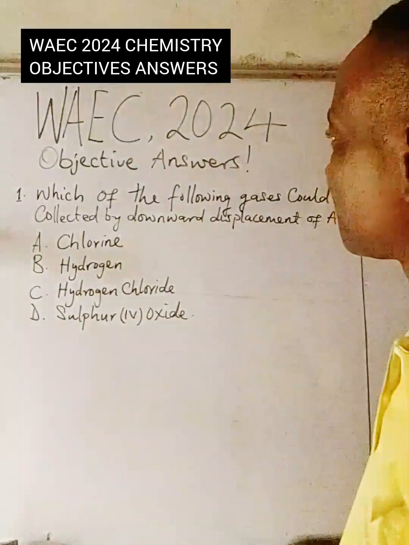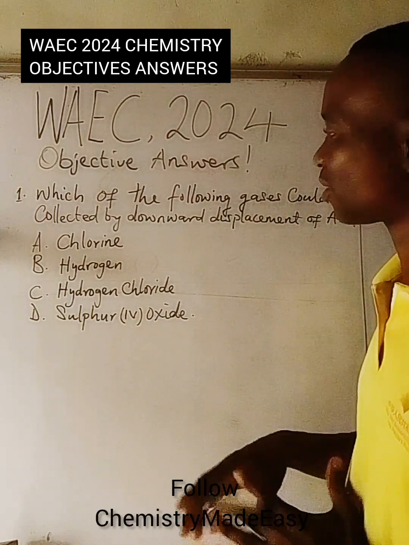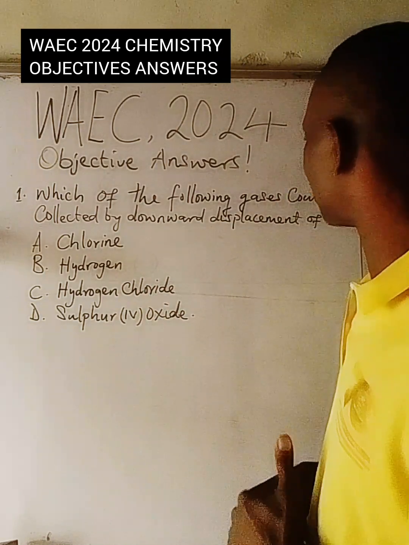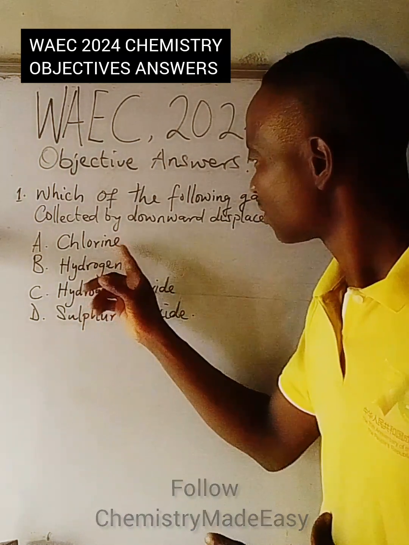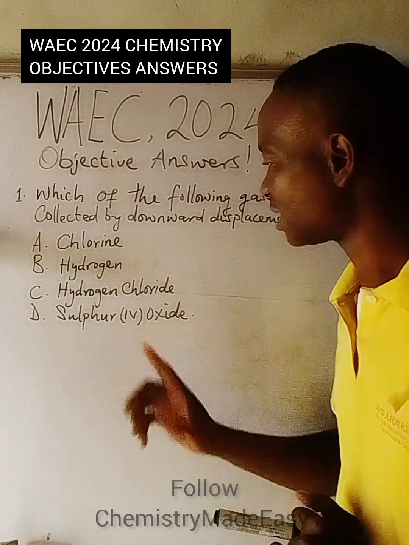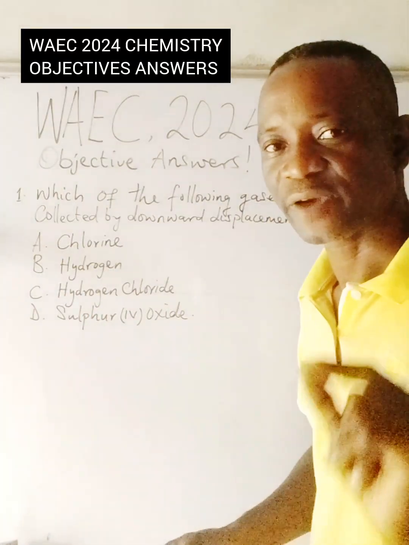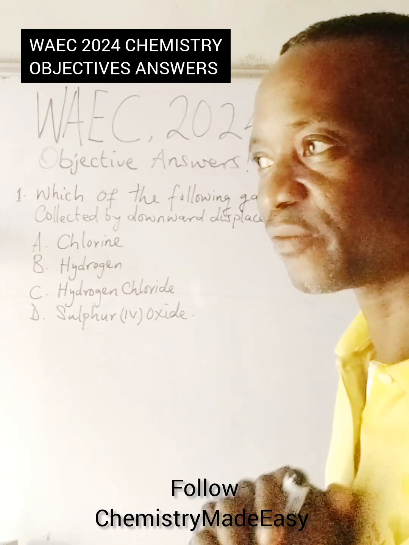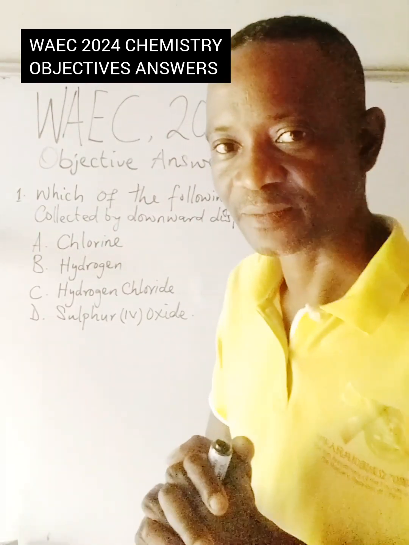Number 1 says, which of the following gases could be collected by downward displacement of air? Chlorine, hydrogen, hydrogen chloride, sulfur oxide. First of all, we need to understand the meaning of downward displacement of air.